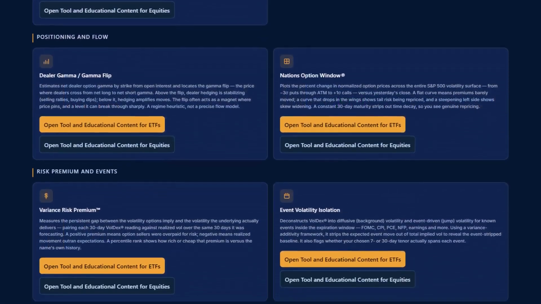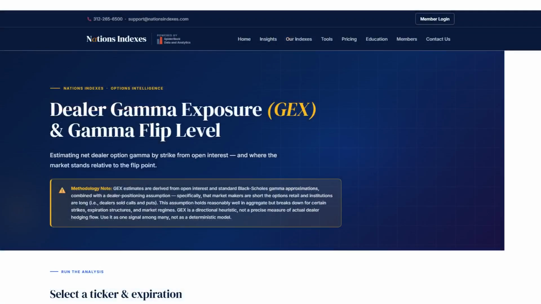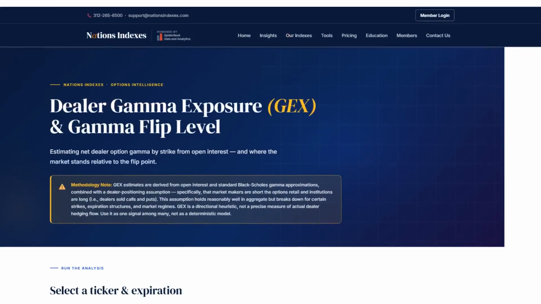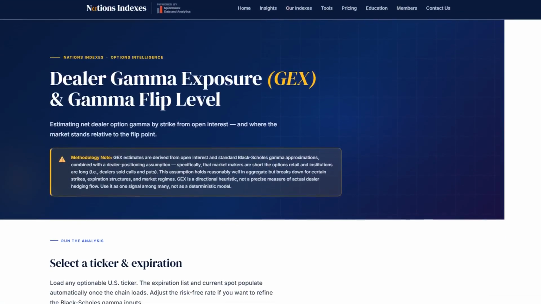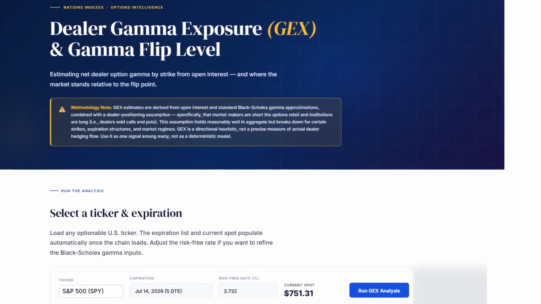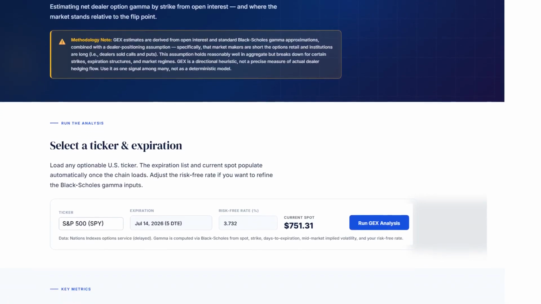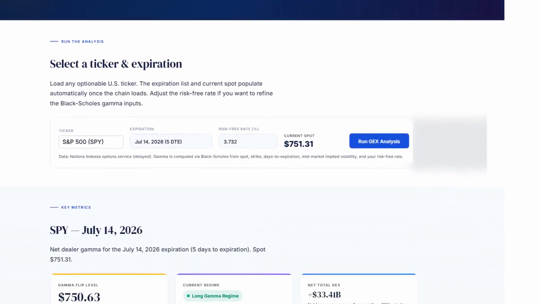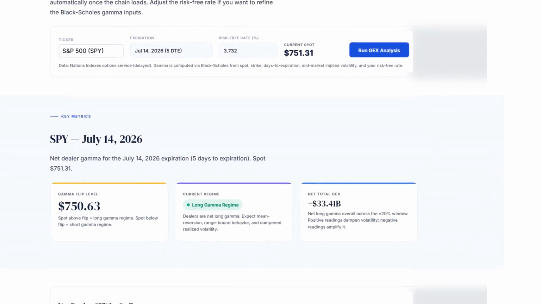Dealer gamma estimates the options positioning of market makers and locates the gamma flip point, the price where their hedging switches from stabilizing the market to amplifying it. Above the flip, dips get bought. Below it, moves accelerate. Knowing which regime you're in changes how you trade.